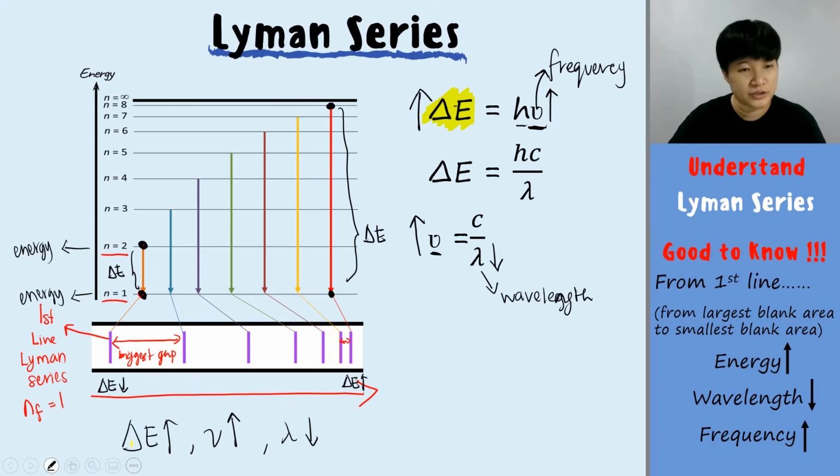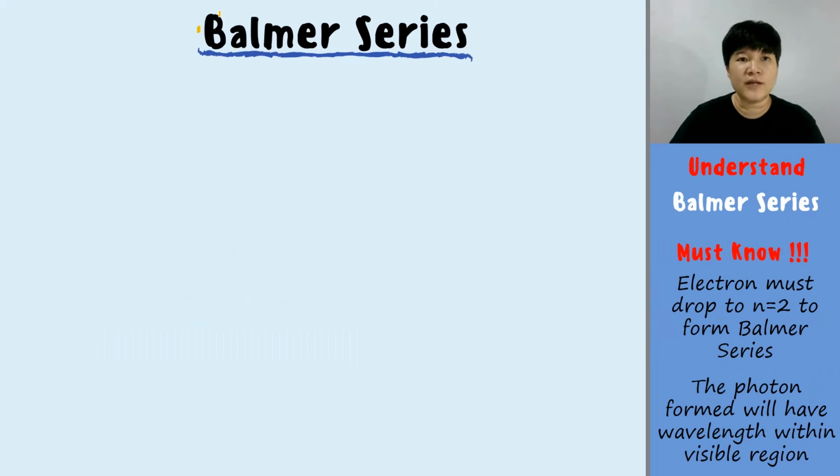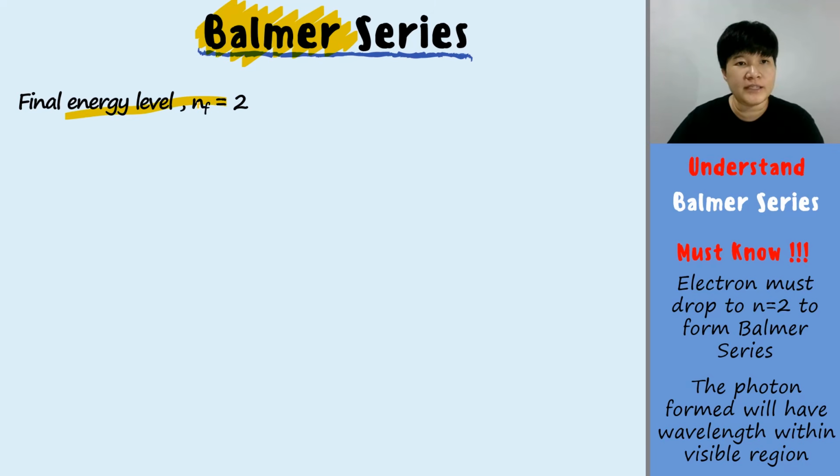As a conclusion, moving from the first line to the last line over here, the delta E will increase, the frequency will increase, but the wavelength will decrease. Simple? Easy. So next, let's look at Balmer series. For Balmer series, your n final over here must be n equals 2. In other words, all electrons must drop to n equals 2.